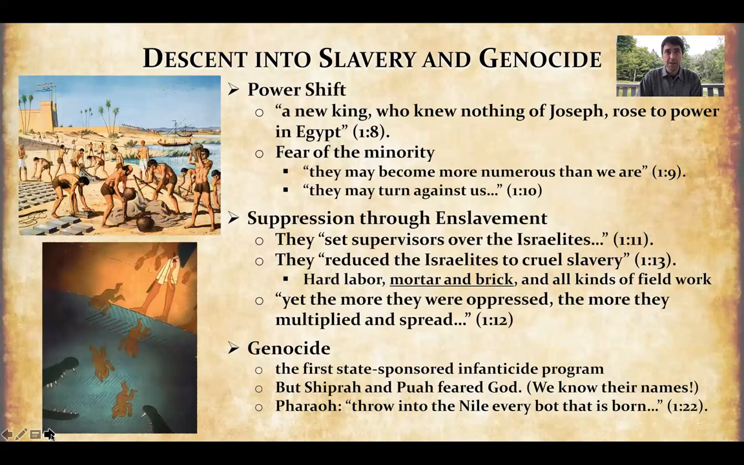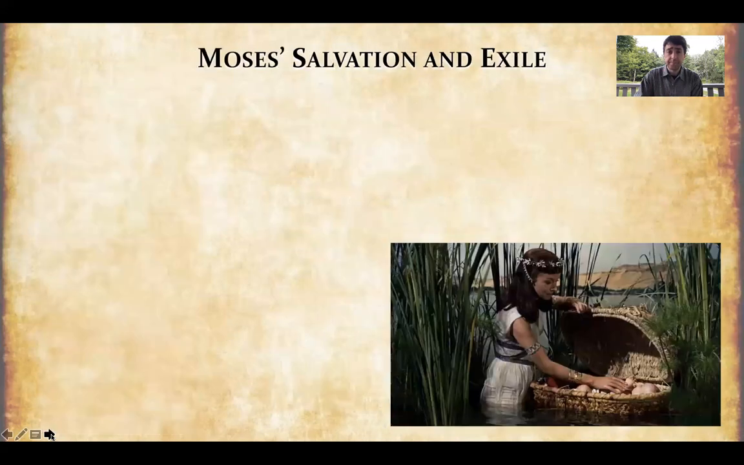And it's hard to imagine a crueler thing to do, to take somebody's baby from them and just throw it into the river and watch it sink, or watch the alligators or hippos eat it. You can only imagine the kind of grief and trauma that was incurred because of that.